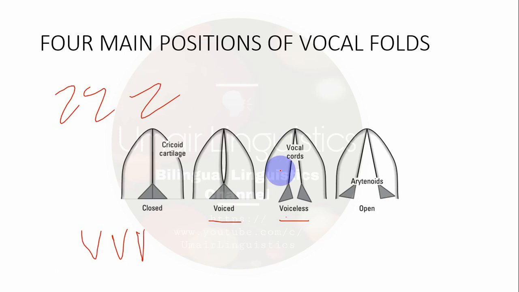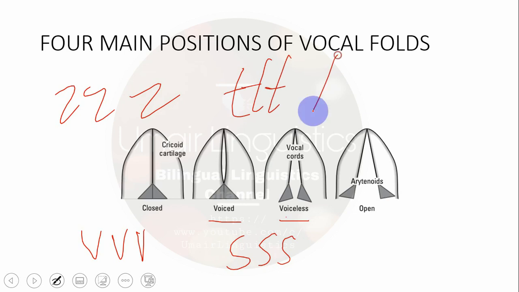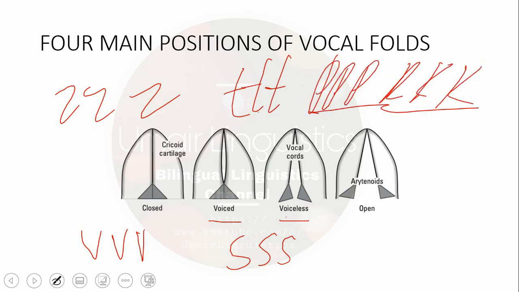When the vocal folds, sometimes we also call them vocal cords, are separated apart or a little bit open, air passes through the vocal folds without any disturbance. In this way the sounds which are produced are known as voiceless sounds, like s, like t, like p, like k. These are all voiceless sounds.